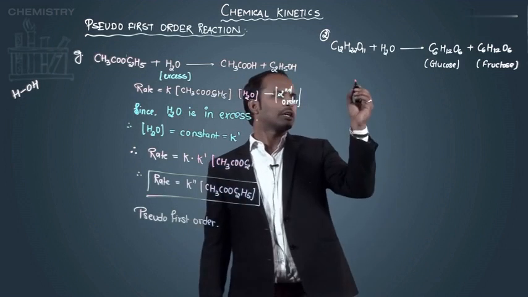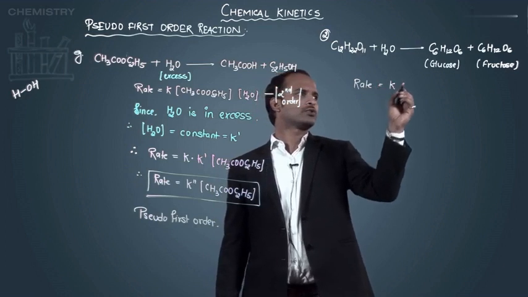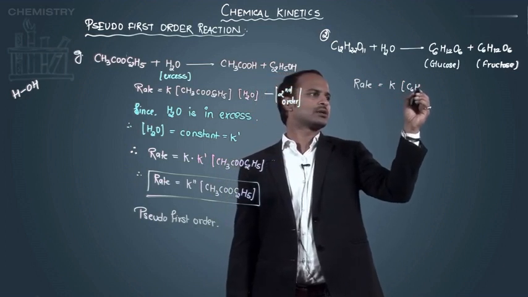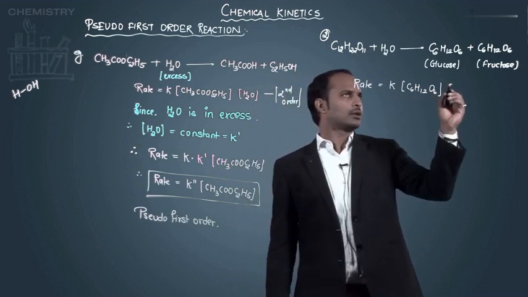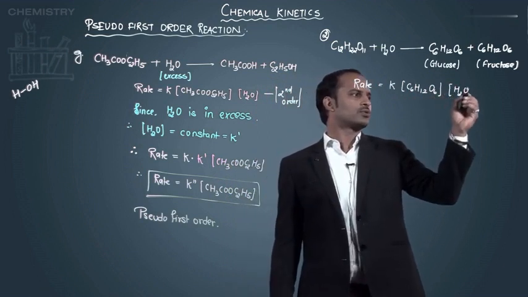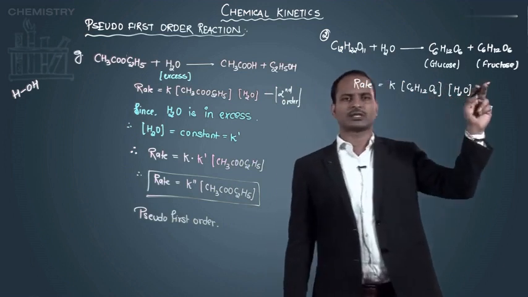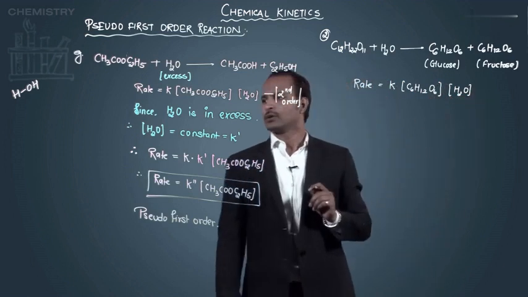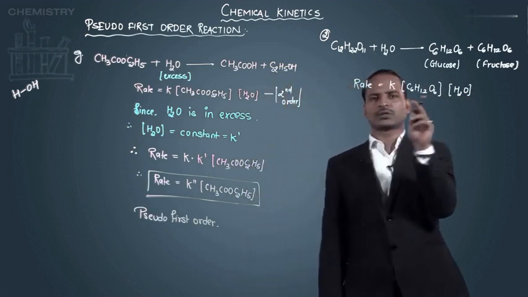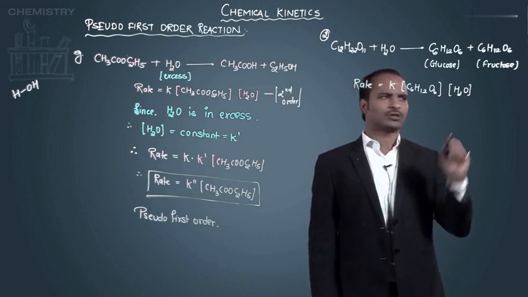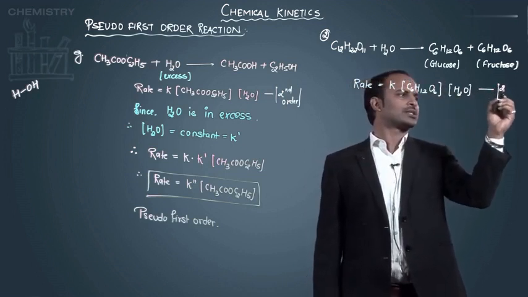Now if I'm writing its rate law again, we have rate is equal to K into molar concentration of C12H22O11. The other reactant is H2O, so into H2O. The power of both is 1, 1. So here I can say again, the rate of reaction depends on the concentration of both with the power 1, 1. So if I'm writing its order, the order is going to be 1 plus 1, that is second order again.